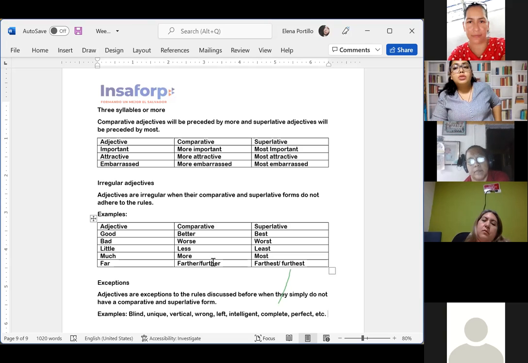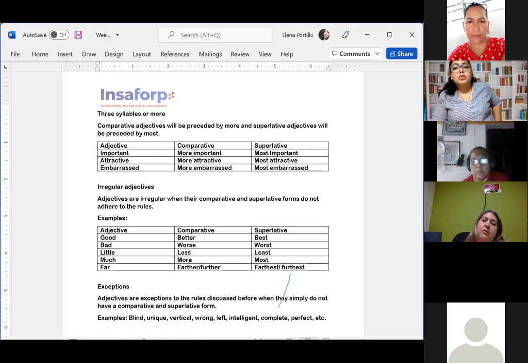So having that list is important because when we don't want to use the same adjectives as always, we can find a lot of words in this list that we can also add to our vocabulary, because it is important that we create a vocabulary about the new words that we are learning in English.